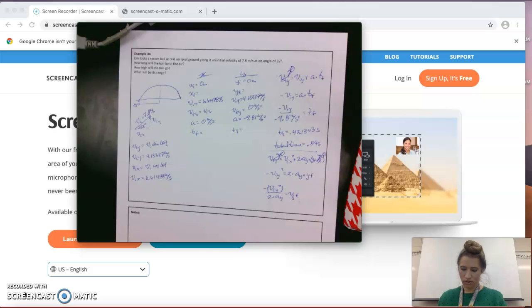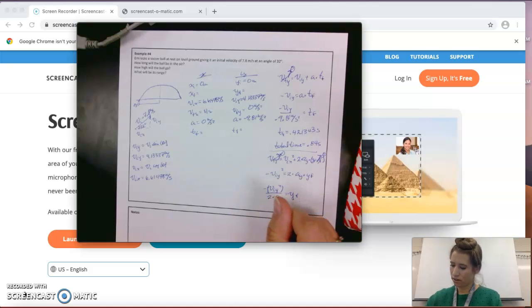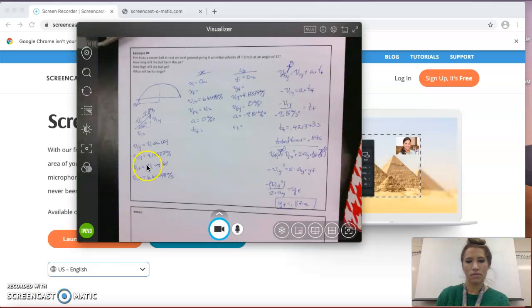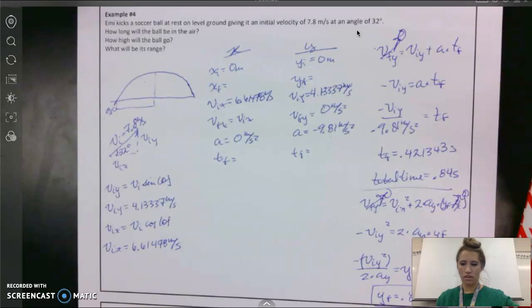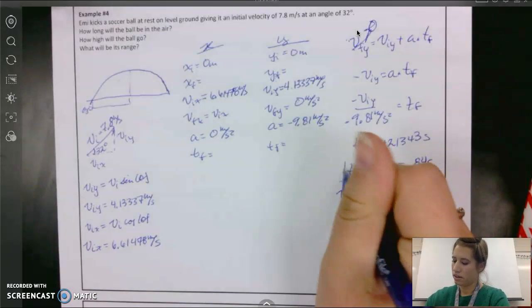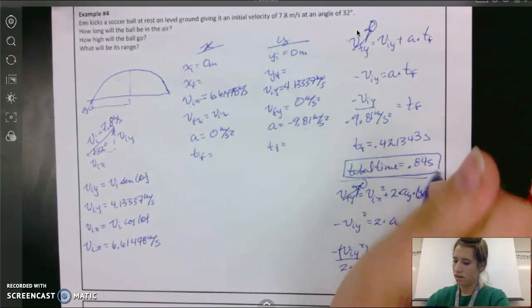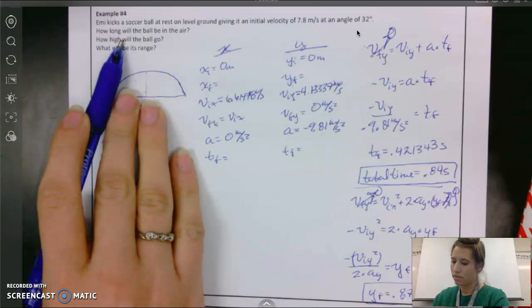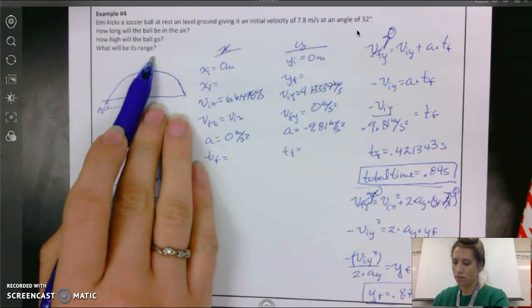And that gives us a y final, or a maximum height, of 0.87 meters. Okay, so we now have figured out the time of the entire trip, and we've figured out that height, how high the ball will go, and now we want to know what is its range.